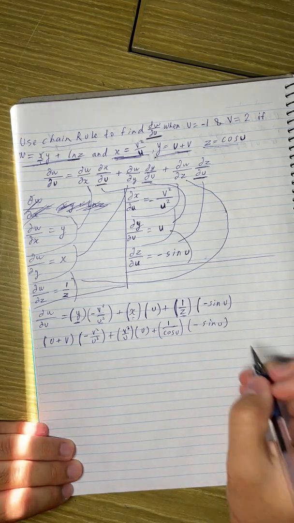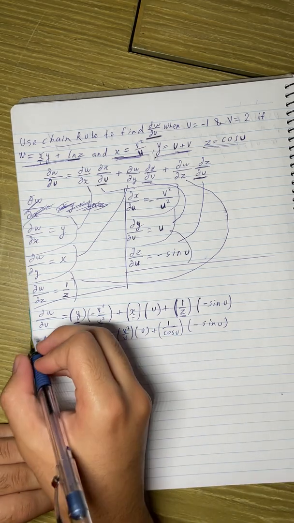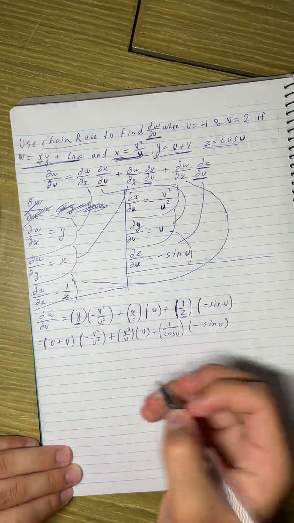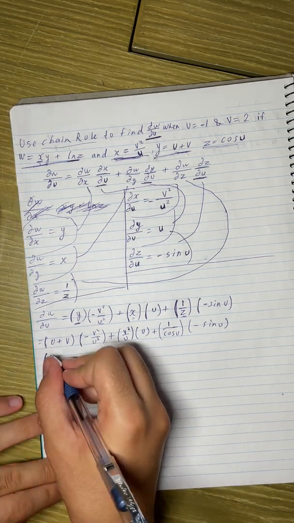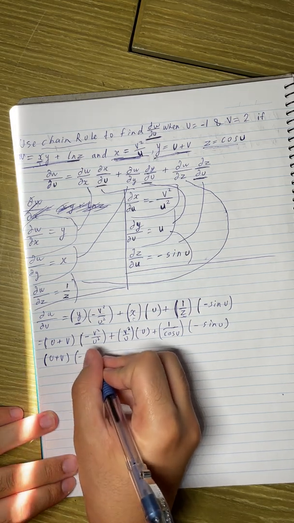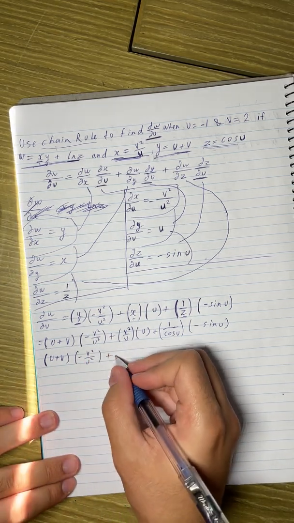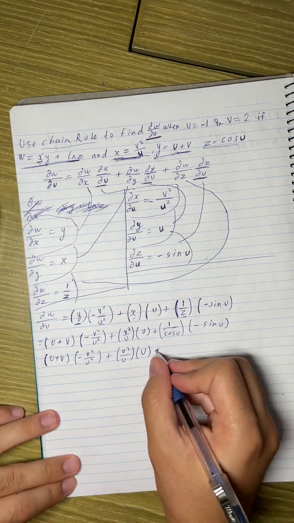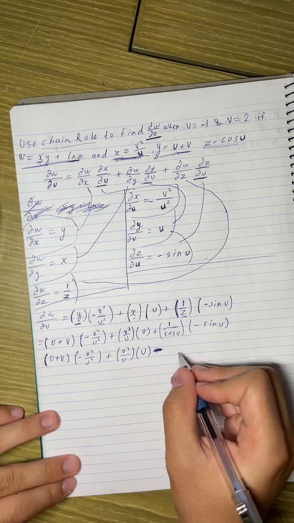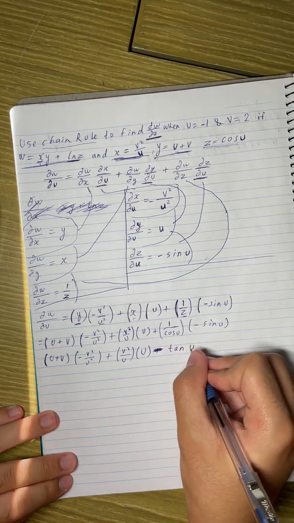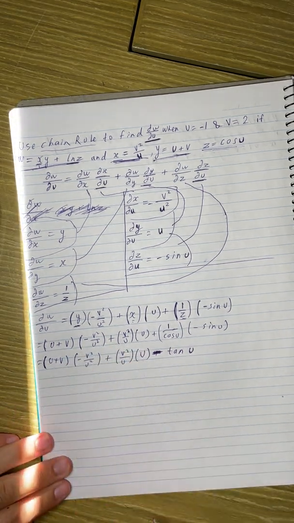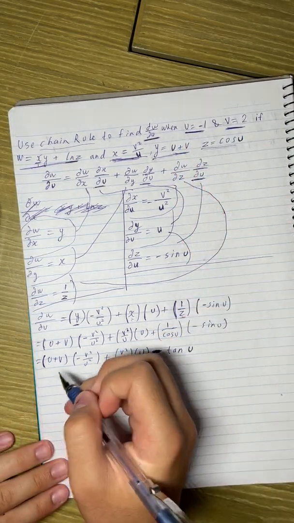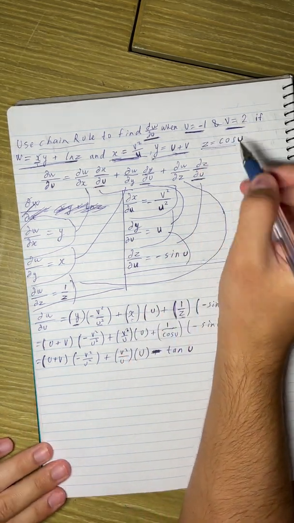Okay, before we sub in the u, we can convert this to tan, so let's get tan u here. u plus v, times negative v squared over u squared, plus v squared over u, minus tan u. There's a negative here. Yep. Now what we're going to do is sub in u and v. They've given us u is negative 1 and v equals 2, so we just sub in u, negative 1, and v, 2.